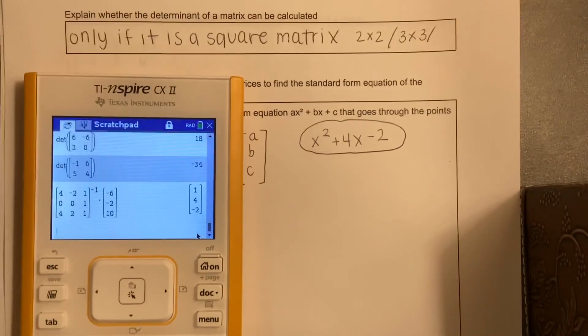Again, I'm going to attach another video that shows you how to find the inverse of that by hand. I'll show that to you in the next video.